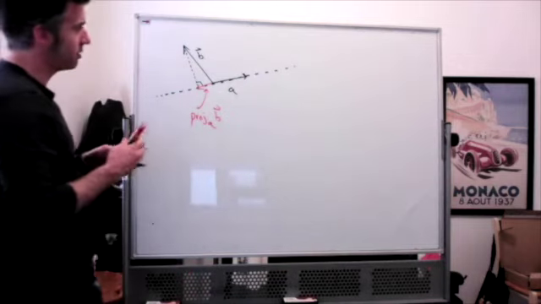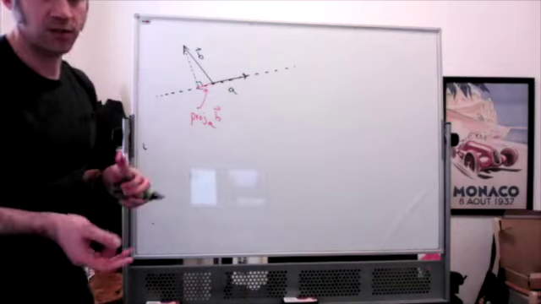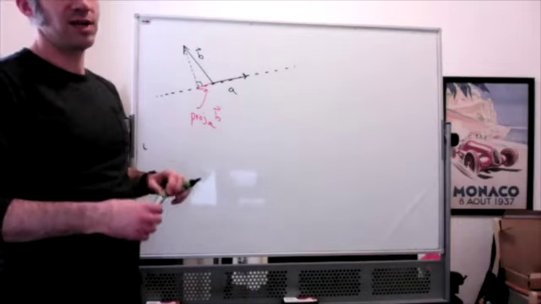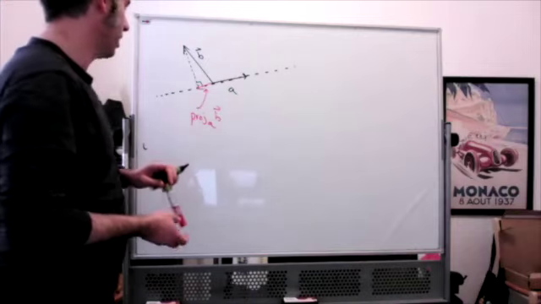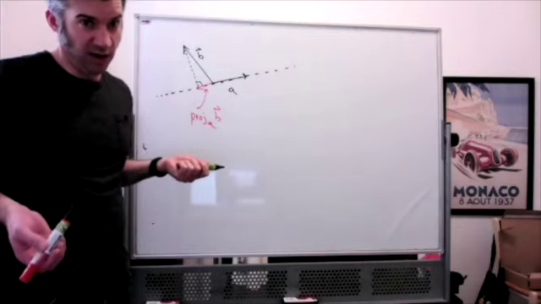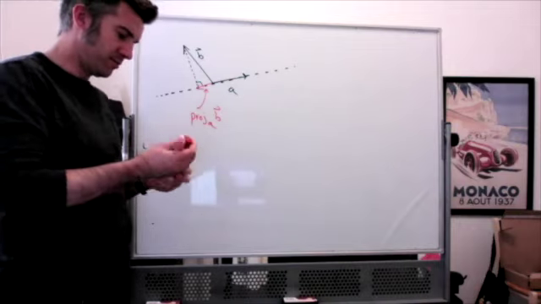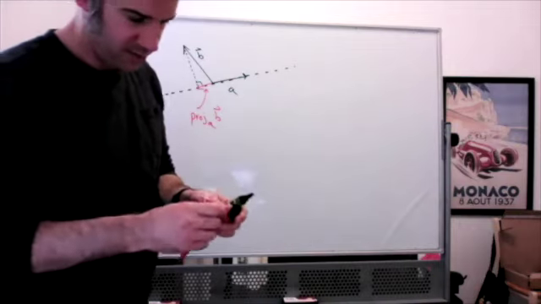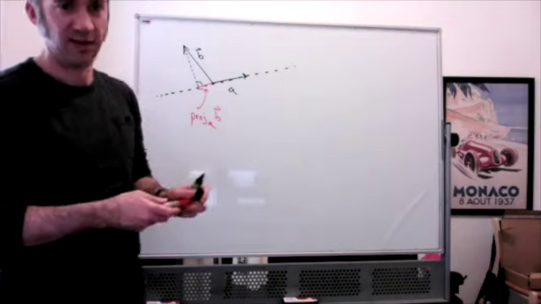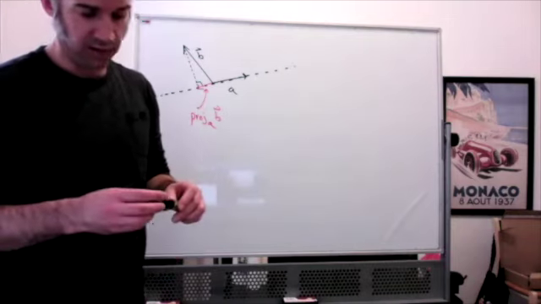What that's going to mean is you're going to get a vector that's in the opposite direction of A. That's fine. I think that's enough about projections. If you have more questions about them, we can definitely talk about them another time.